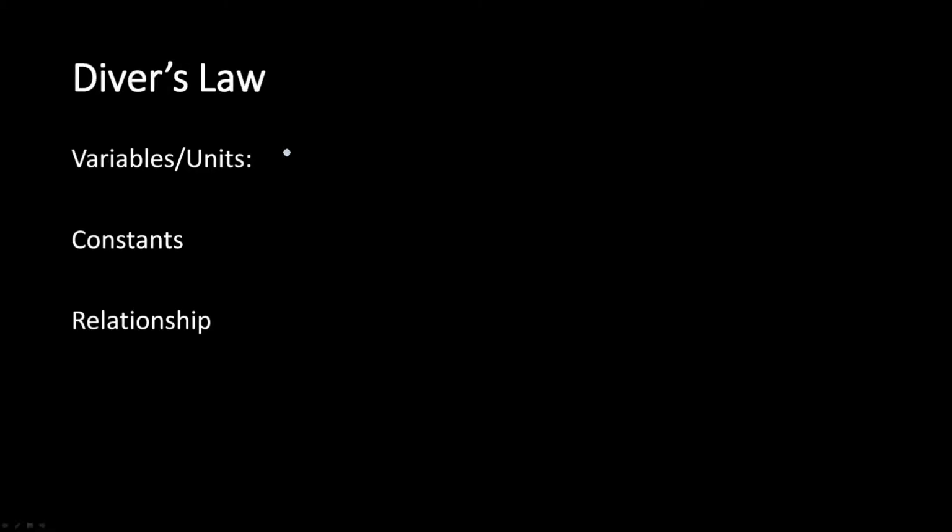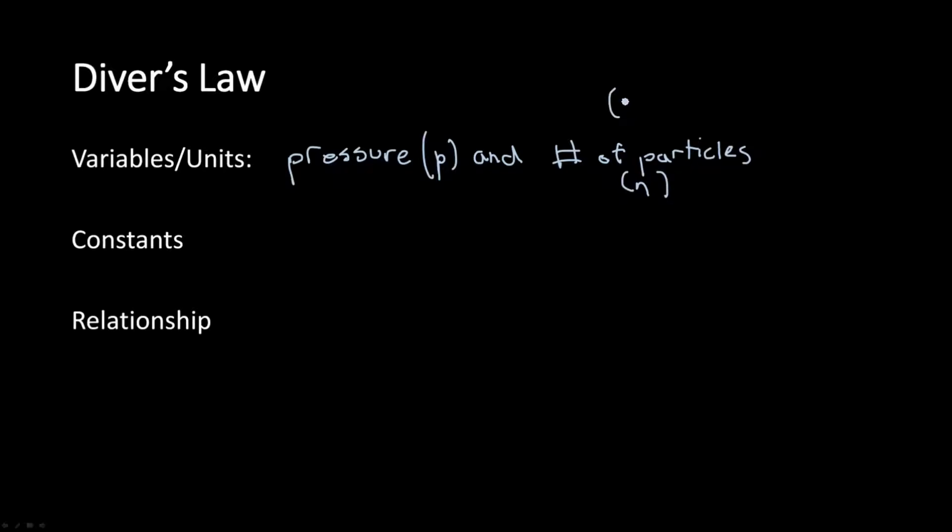Today we're learning about something called Diver's Law. What Diver's Law essentially is, is the relationship between two different variables: pressure, or P, and the number of particles, or basically the mass. We'll abbreviate it as N. But just remember, this is basically mass.